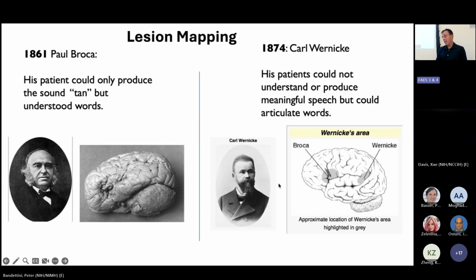Another neurologist, Wernicke, had a patient who had a lesion, who could not understand or produce meaningful speech, but could articulate words perfectly well. But they were just nonsense. But he could at least articulate the words. So this area of the brain that was damaged was called Wernicke's area. That was associated then with understanding words or producing meaningful speech.